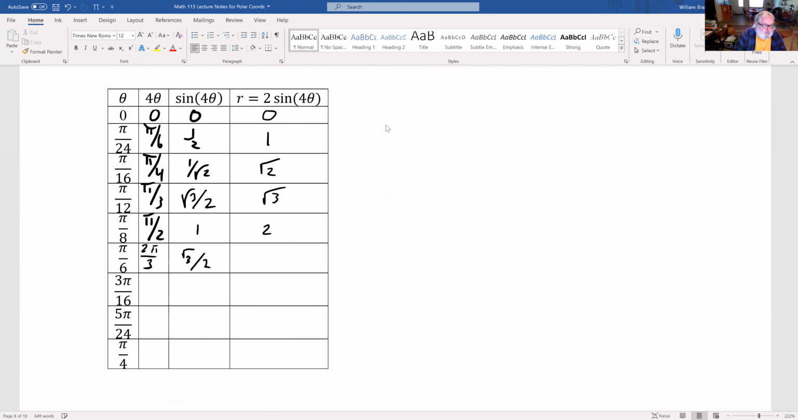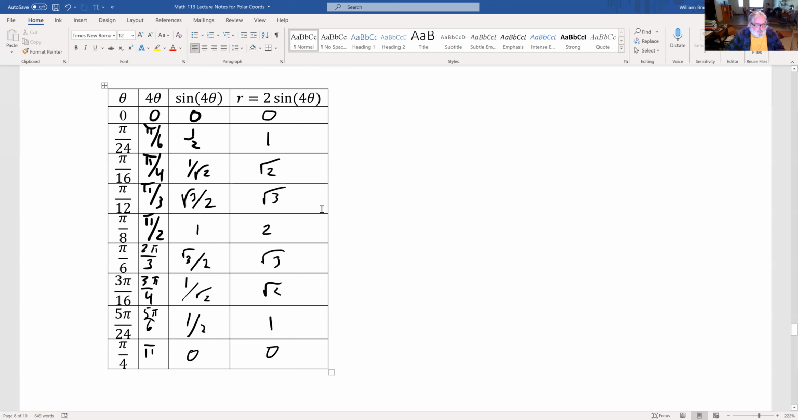Square root of 3 over 2. 3 pi over 16 times 4 is 3 pi over 4. And the sine of that is 1 over square root of 2. And 5 pi over 24, if you multiply that by 4, becomes 5 pi over 6. And that has sine 1/2. And then pi over 4, if you multiply that by 4, gives you pi, which has sine 0. Okay, and then the numbers just work their way back down.